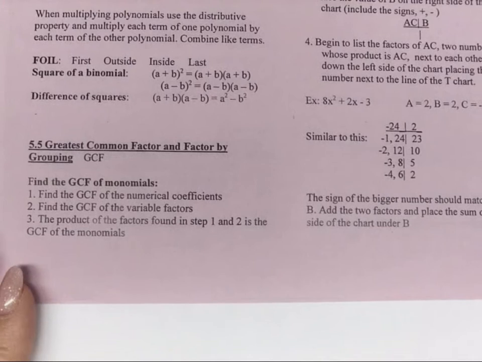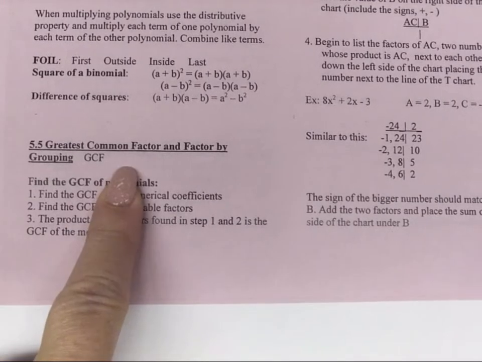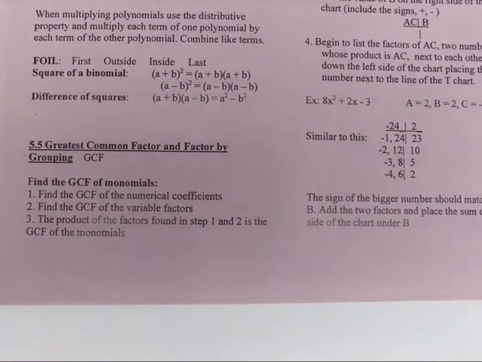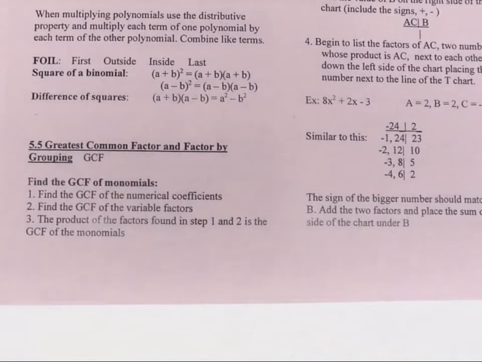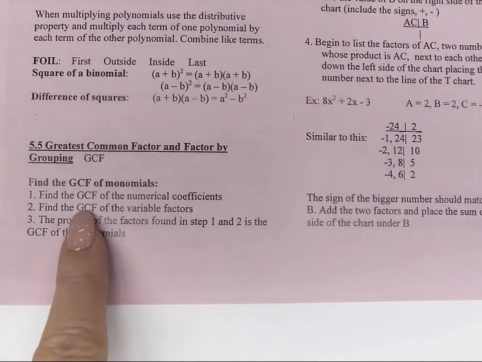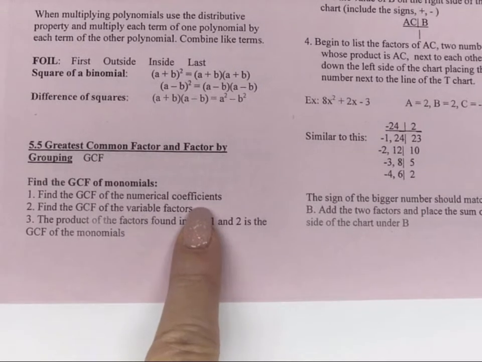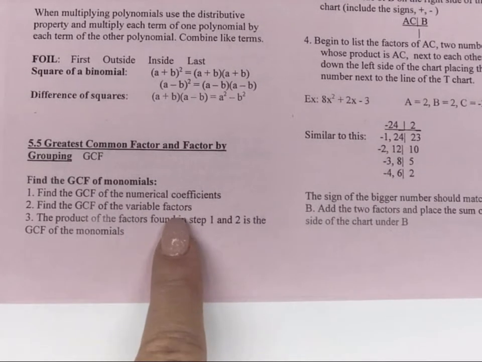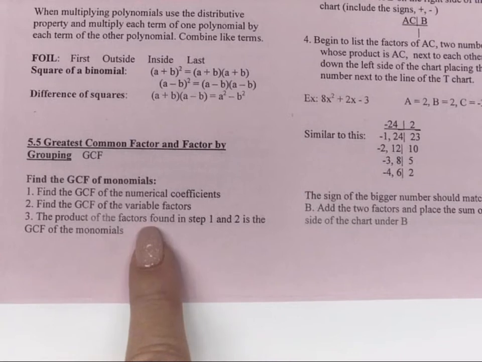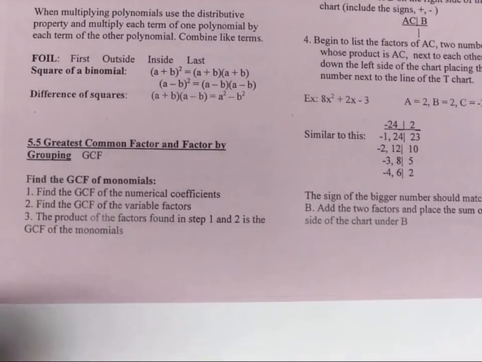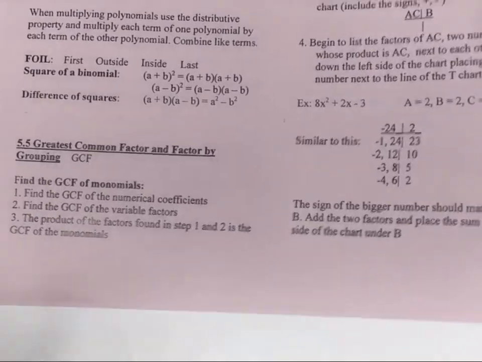Okay, so here we're going to learn about the greatest common factor and factor by grouping. First of all, we want to find the GCF, greatest common factor, of the numerical coefficients, and then of the variable factors. And the product of the factors found in those two parts is going to be our greatest common factor. So let's start with that, and then we'll do the factor by grouping here in just a minute.